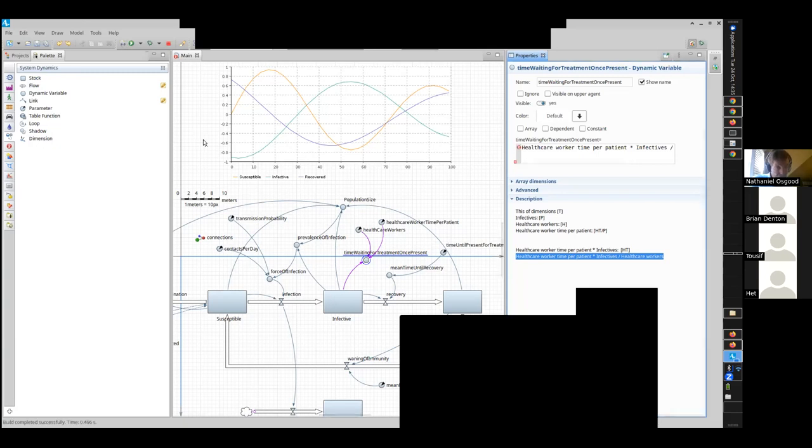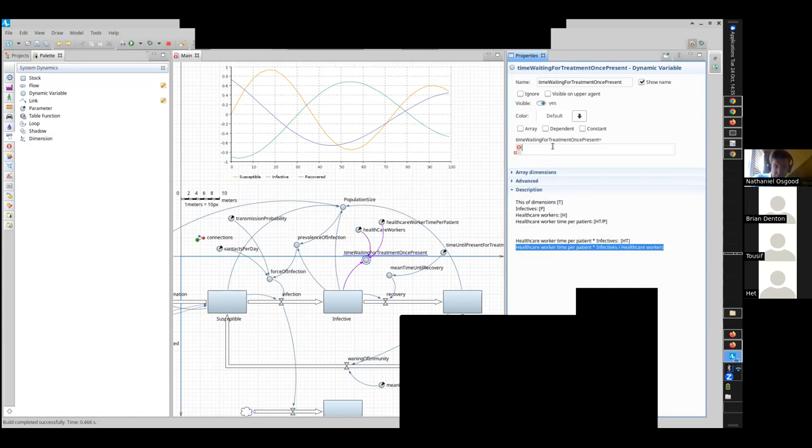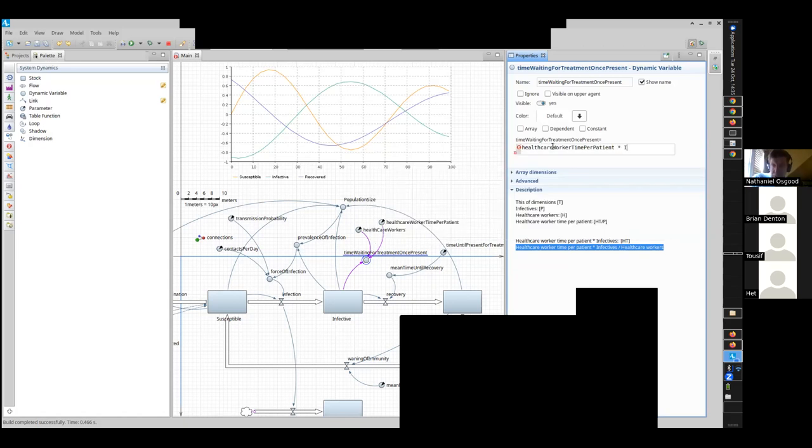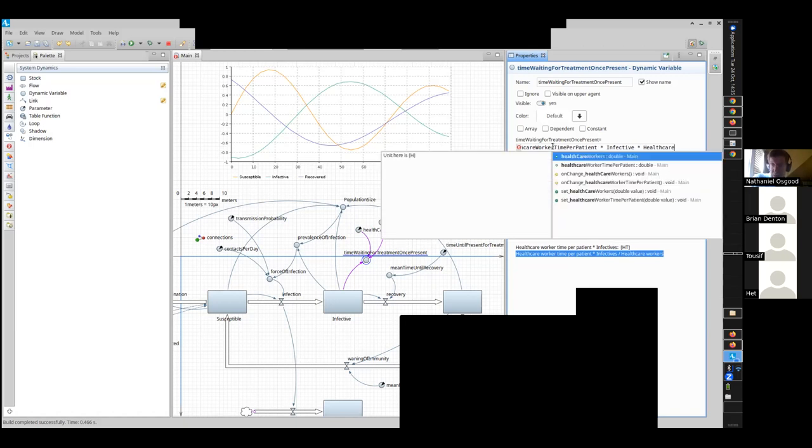Okay. And it's complaining. What is it complaining about? Click to see. Okay, infective. You need to remove spaces. Dumb thing. Okay, thank you. So we'll put this in there. Healthcare worker time per patient times infectives, times healthcare workers, right? There we go.